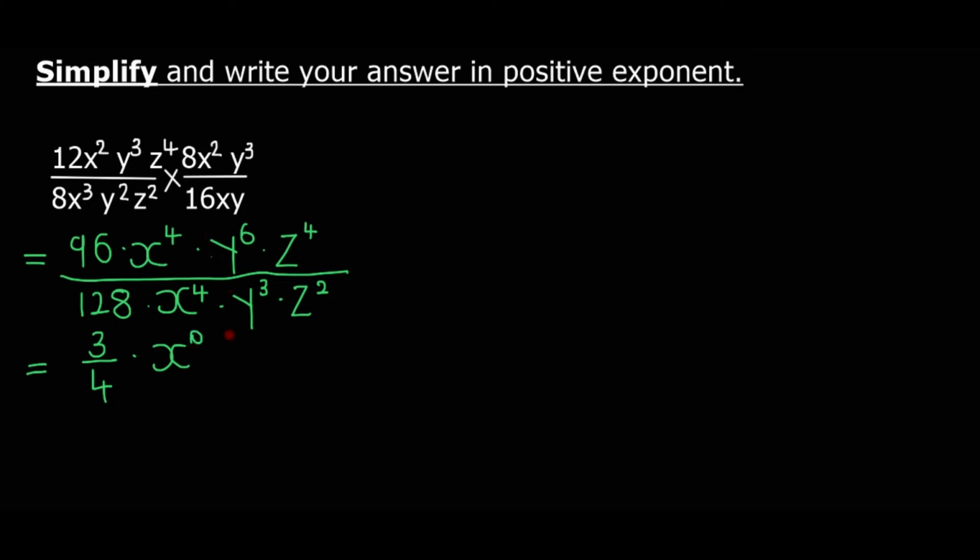And then we look at another variable, this one. Because we divide and the base is the same, we write the base once. The exponent of the numerator minus the exponent of the denominator. 6 minus 3 is 3. And then we look at this one. We write the base once. The exponent of the numerator minus the exponent of the denominator. 4 minus 2 is 2.